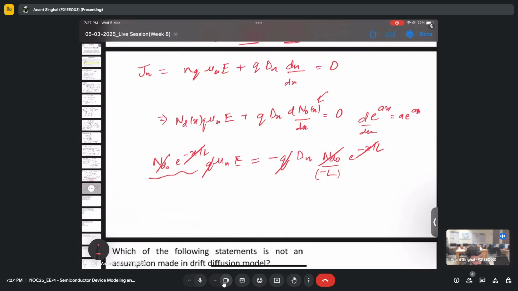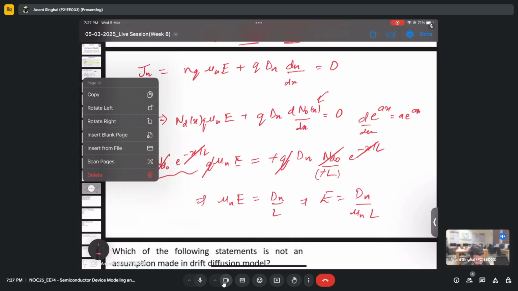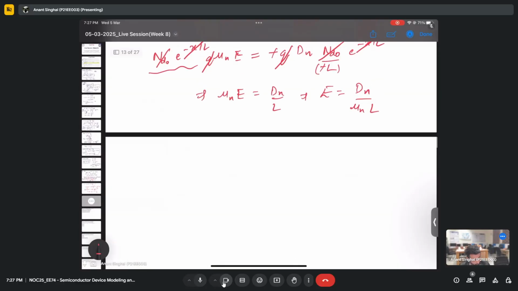So Q is also getting cancelled. So I have E is equal to mu n E is, okay, this negative sign is also going from this. Mu n E is Dn over L. So the electric field that we need to calculate is coming out to be Dn over mu n L. And we have everything, I guess, given in the question. The Dn is kT by Q into mu n. So Dn is Vt into mu n. Okay, so this is also getting answered.